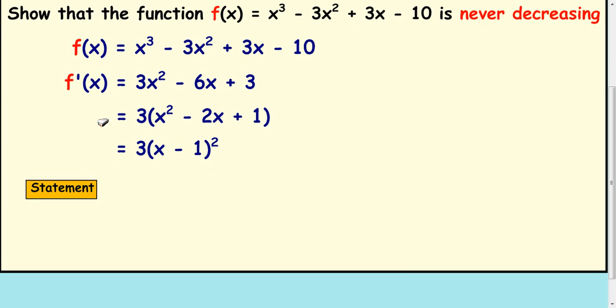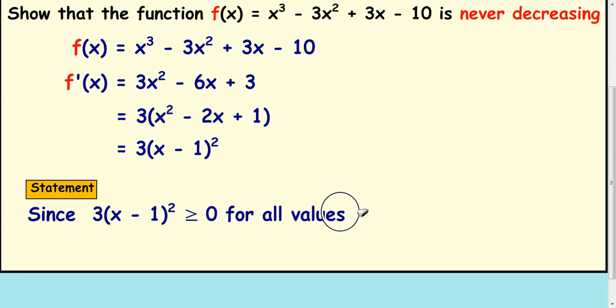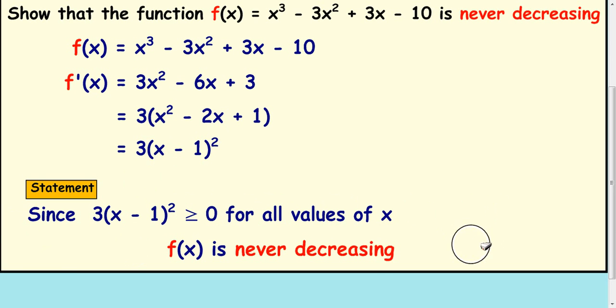Now that you've got this, we look back at the question and say, we have to show that the function is never decreasing, i.e. it can never be negative. And if you look at the squared function here, when you square a number, it always becomes positive. No matter what value you put in for x, say you put in negative 6, that would be negative 6 take away 1, which is negative 7, you would square it to become positive. So this derivative can never have a negative value because of the square term there. So we make a statement, since 3 times x minus 1 squared is always greater than or equal to 0, f of x is never decreasing.